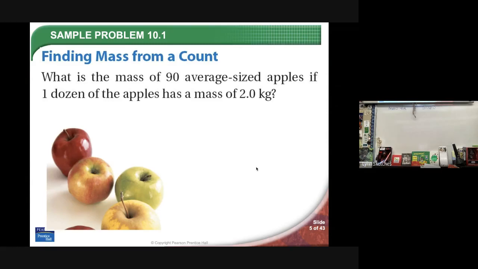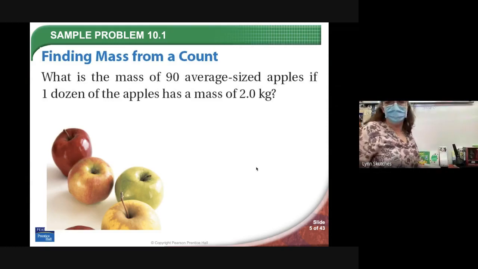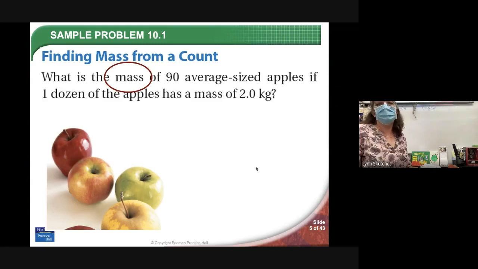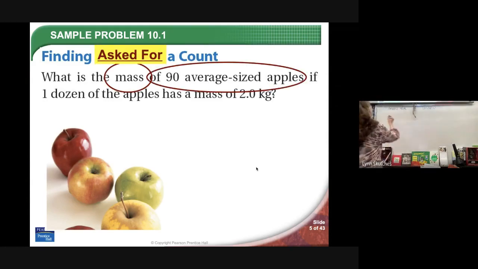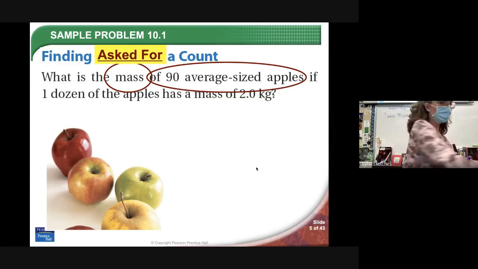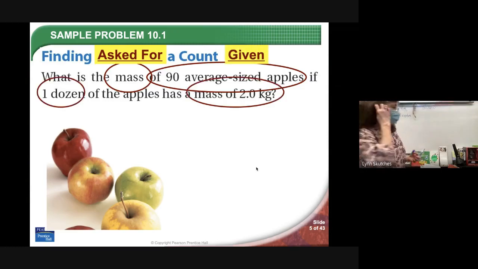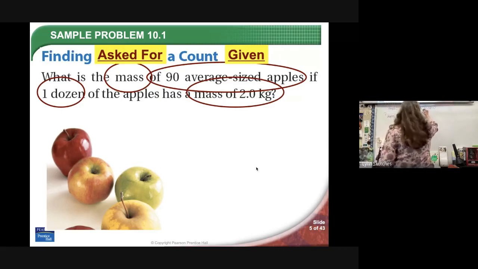So what is the problem asking you for, Galilea? It's your lucky day. Absolutely. So question is mass 90 apples. Beautiful. And what information have they given us? Marlene, I don't know if you can text in. How about anybody in here? What information did they give us? Beautiful. 1 dozen apples.